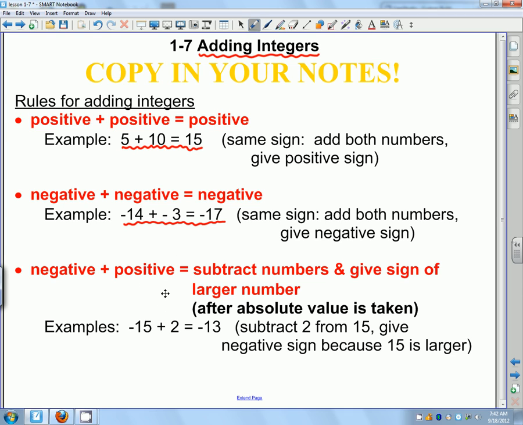Here's where it gets a little tricky. Now, if I have a negative and a positive, you don't get any specific answer. What you do is you just look at the numbers. Don't worry about the signs. You just look at the numbers. So I'm going to look at 15 and 2, and you subtract them. Subtract the numbers. So 15 minus 2 is 13. And then you keep the sign of the larger number. And in this case, it's 15. So I keep that negative sign and I put it on to my answer.